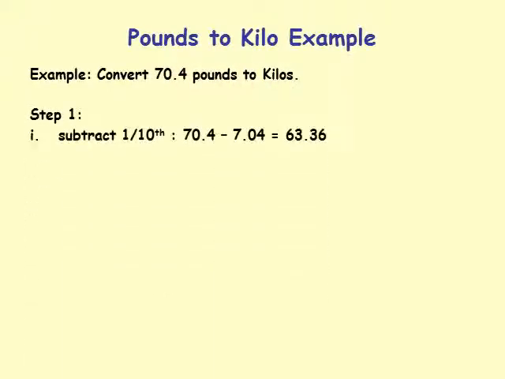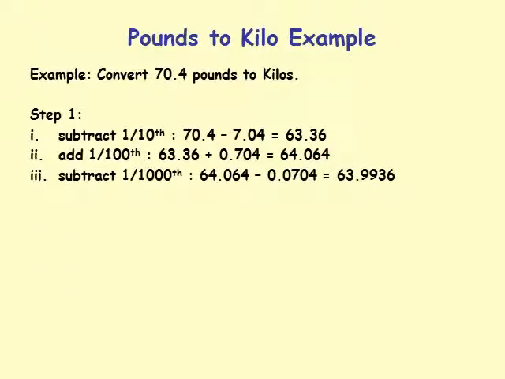Step 1. Subtract a tenth. That means 70.4 minus 7.04, a tenth of 70.4, is 63.36. Then add a hundredth. A hundredth of what? Of 70.4. 63.36 plus 0.704 is 64.064. For better approximation, subtract a thousandth of that, which is 0.0704, giving 63.9936.